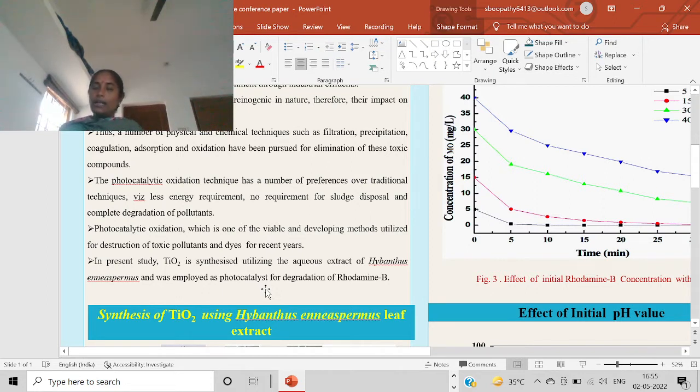The photocatalytic technique is now mostly used in detoxification of contaminated water, such as wastewater produced by the paper, printmaking, dyestuffs, and galvanizing industries. In the present study, green synthesized TiO2 is utilized. The aqueous extract of Hybanthus enneaspermus was employed to prepare the photocatalyst for rhodamine B.